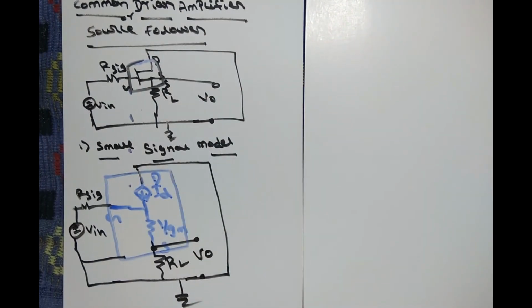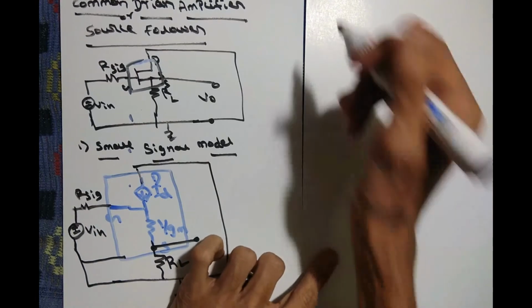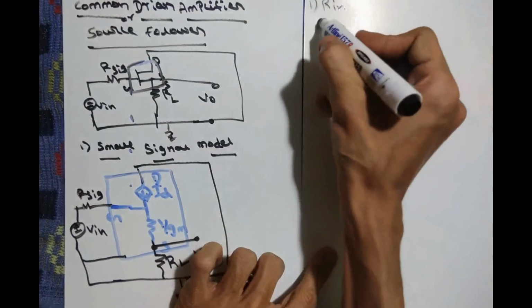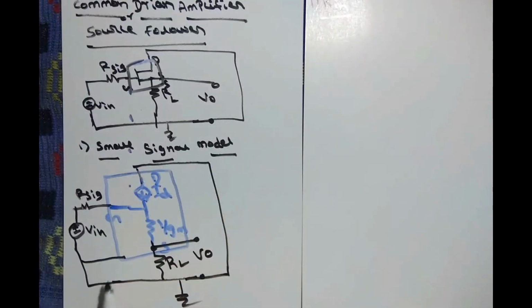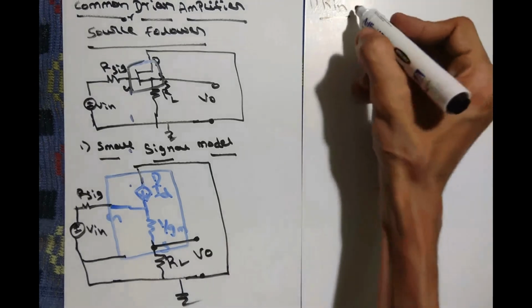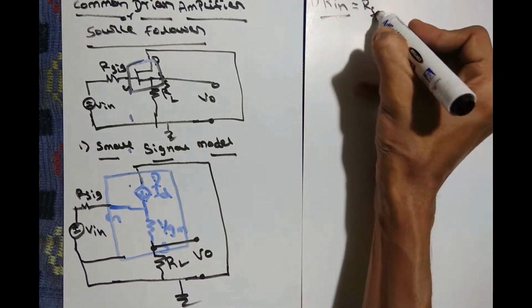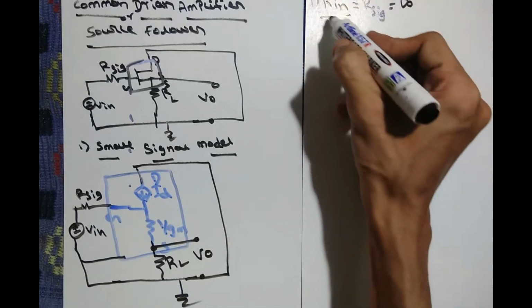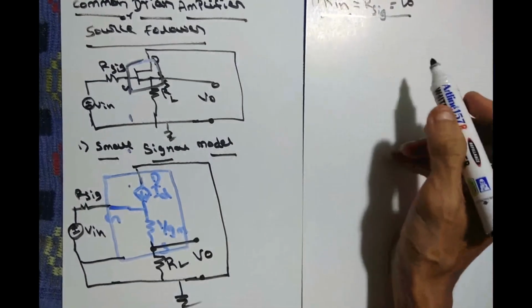From this, we again have to find three things. The first thing we have to find is Rin. We already discussed that if the gate is the input and you are finding Rin, Ig is always 0. So Rin is nothing but infinity. This is similar to the previous method, the common source method.